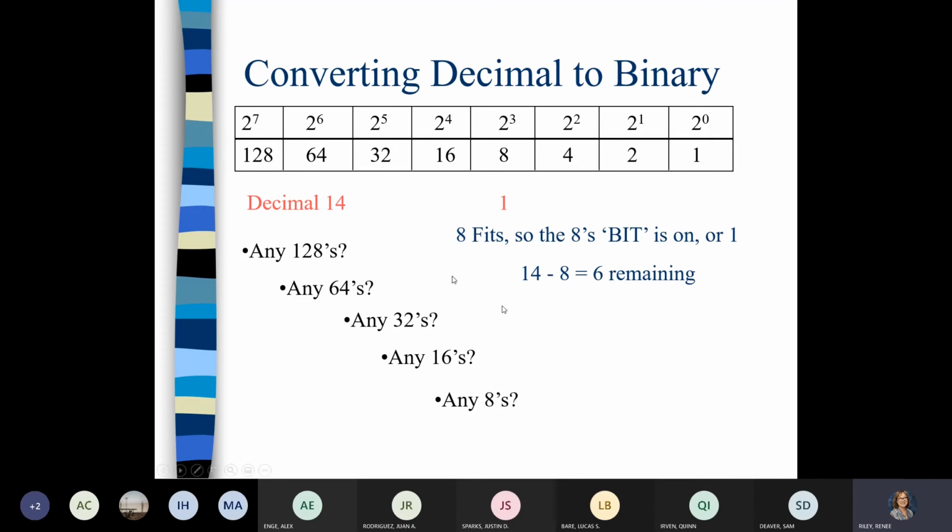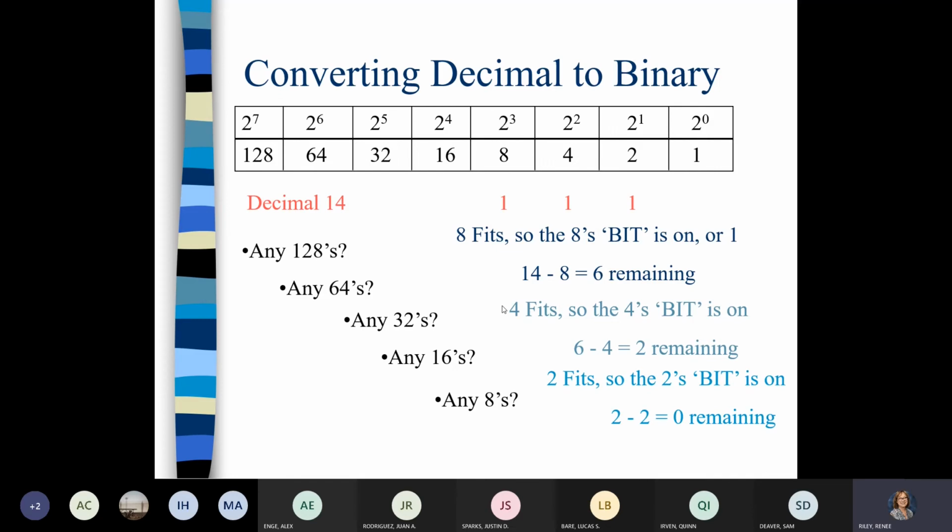So 4 would fit. I'll turn on my 4-bit. That leaves me 2 to convert. So I'll turn on my 2-bit and I'll put a 0 in my 1-bit because I'm done. A couple of things that we can see right away that the computer can use to check things: sometimes behind the scenes there will be some double checking going on, like if something is written to your hard drive. In this case, we had an even decimal number, so we know the 1-bit should be a 0. So we can do things like that to double check to make sure we've got it right.